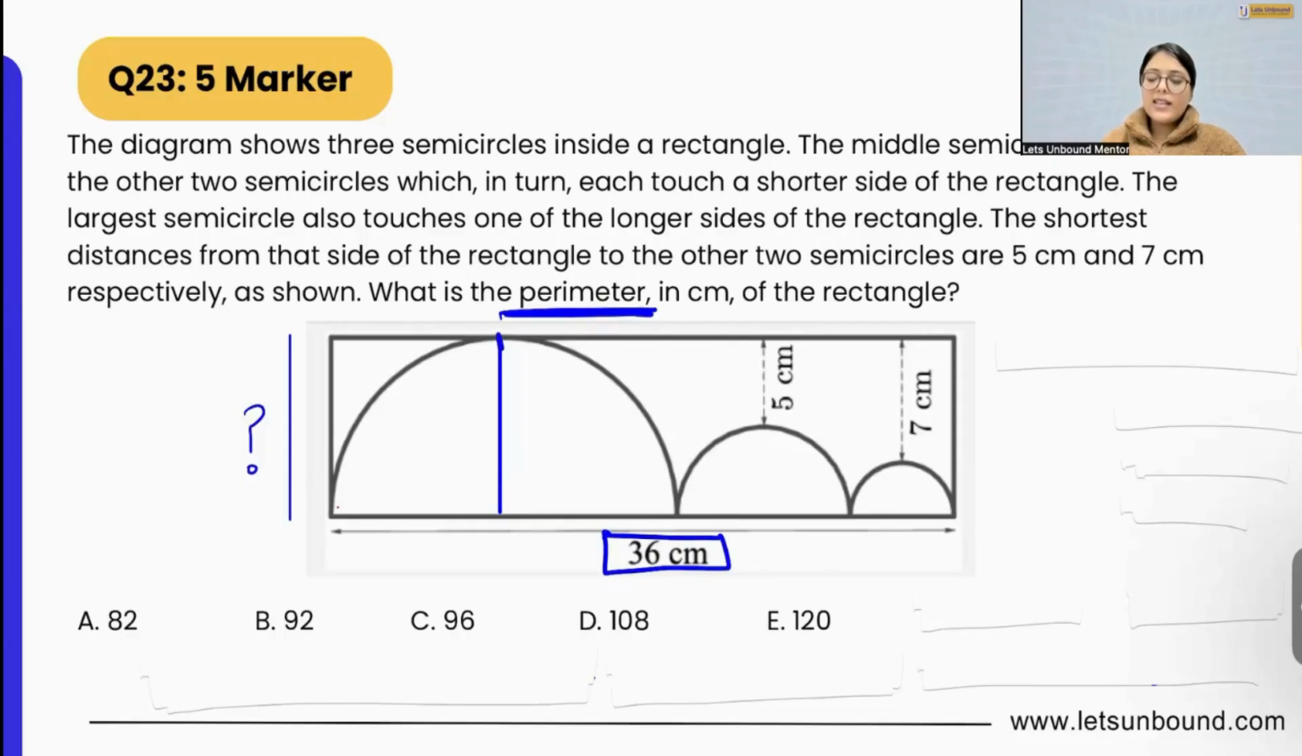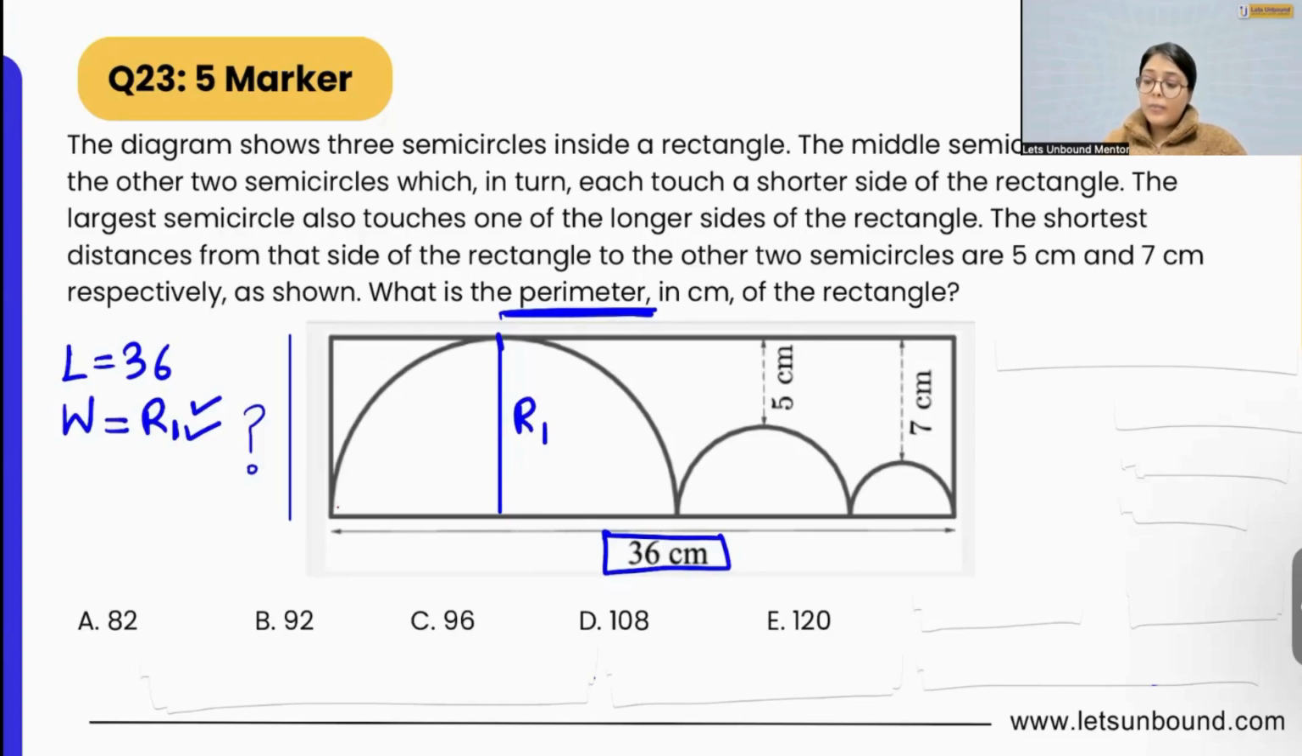So length is given to us as 36. Width is missing, but we can see width is same as the radius of the biggest semicircle. Let me mark it as R1. If I find this somehow, then I can easily use the formula of area of rectangle, which is length.